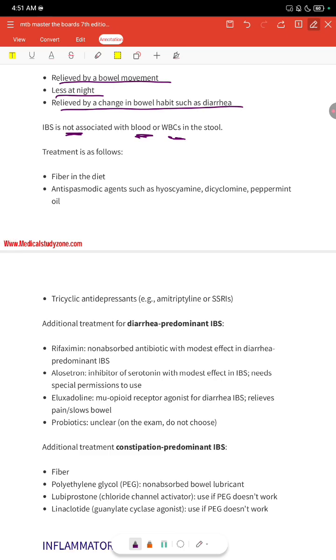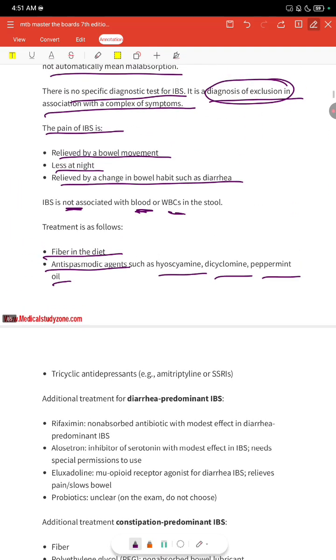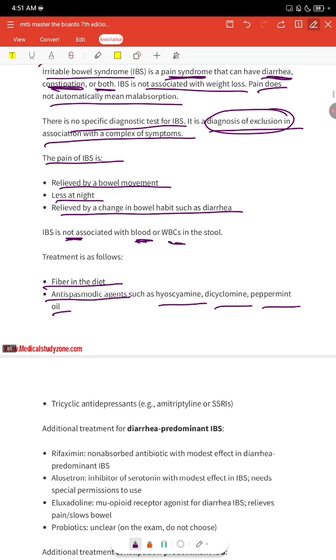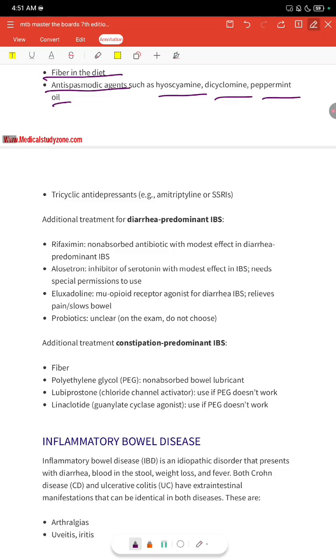Treatment is as follows. Fiber in the diet. Start fibrous food. Antispasmodic agents such as hyoscyamine, dicyclomine, peppermint oil, etc. So these are antispasmodic agents in order to get rid of the pain complaint. You can also give tricyclic antidepressants, for example, amitriptyline, or SSRIs.